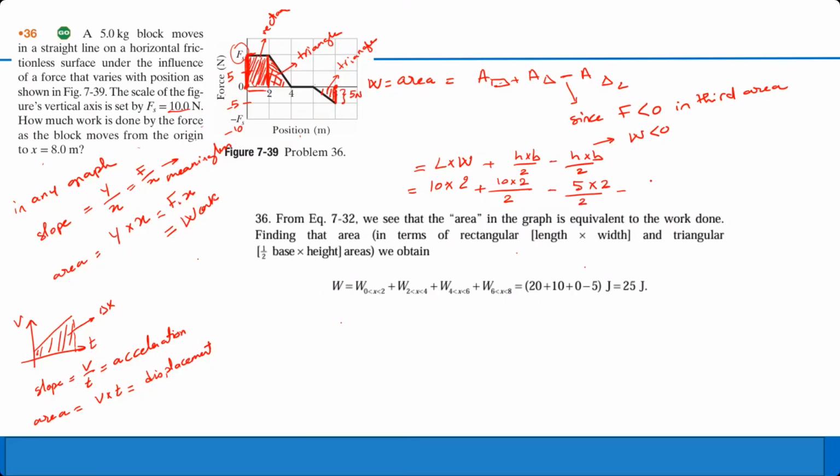So I'll get 20 plus 10 minus 5. So this is 25 joules. So we were able to find the work done graphically from the area enclosed in the force versus position graph.